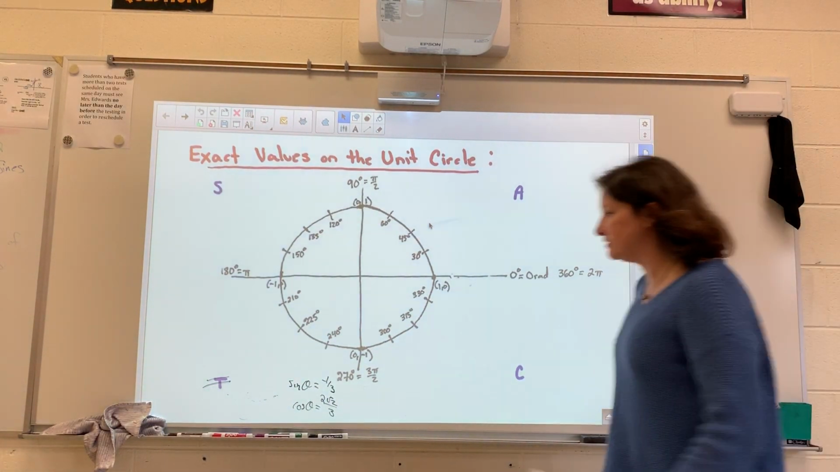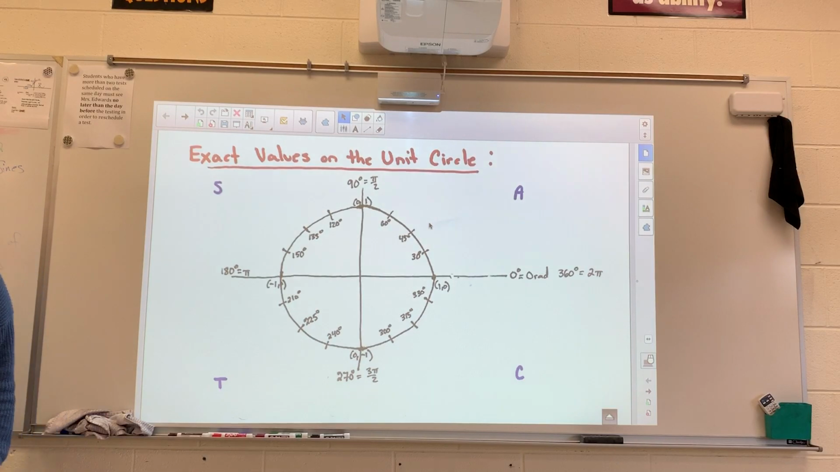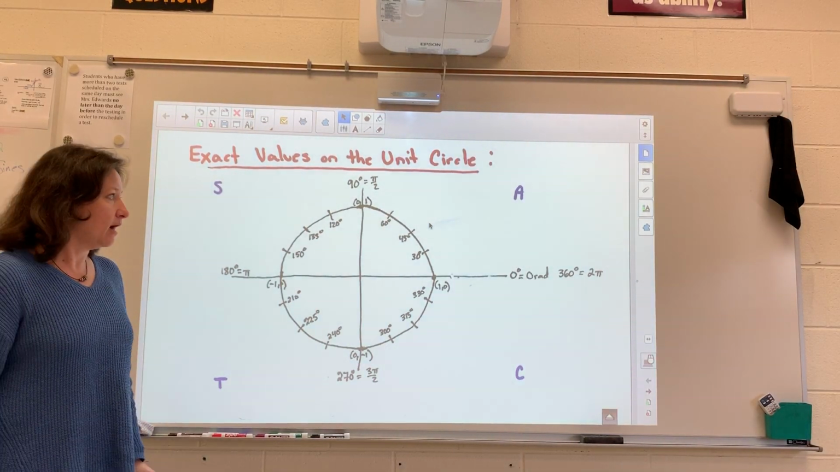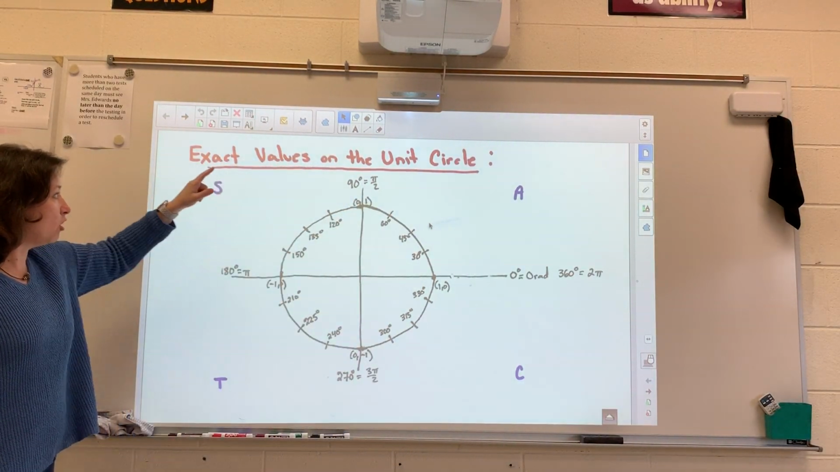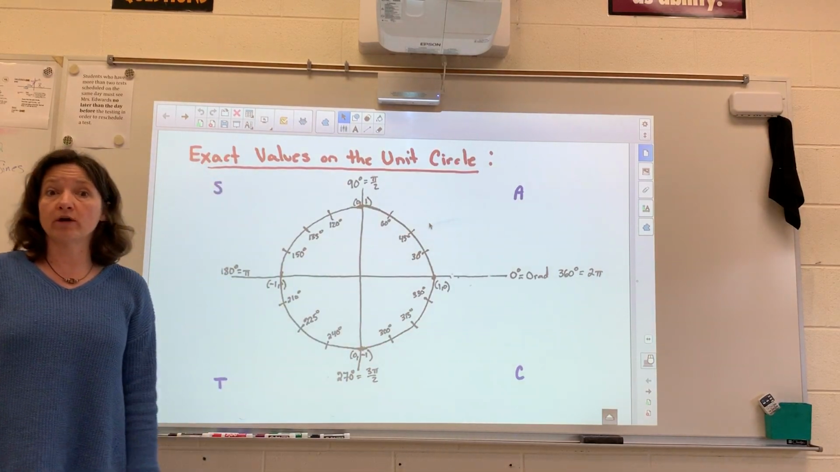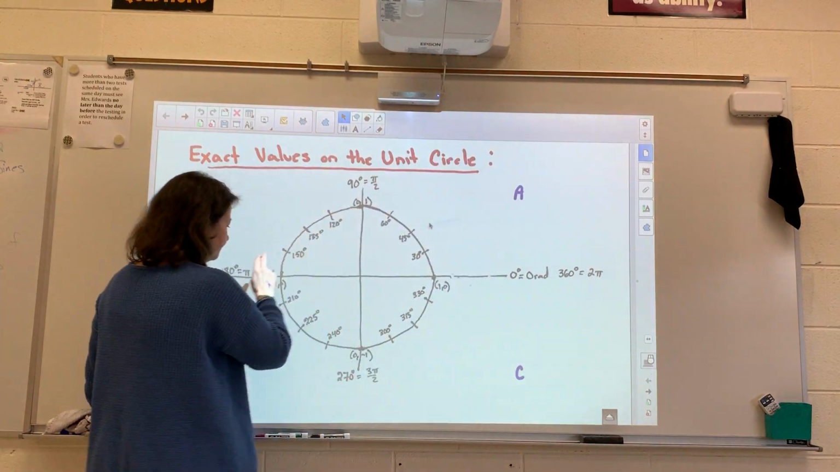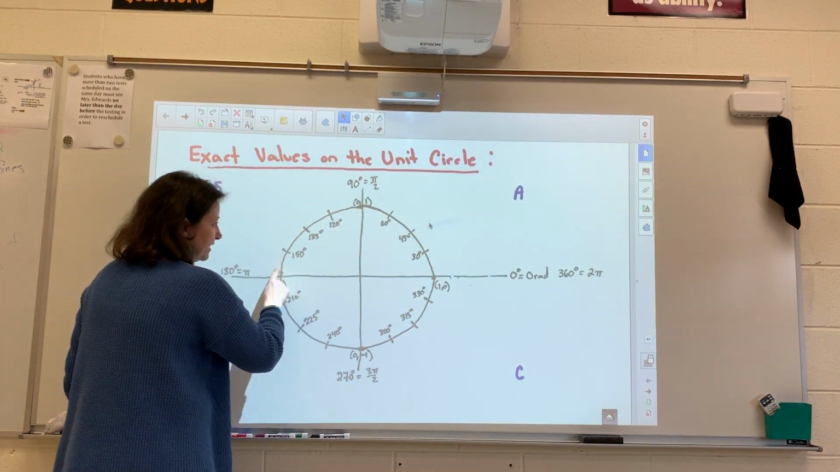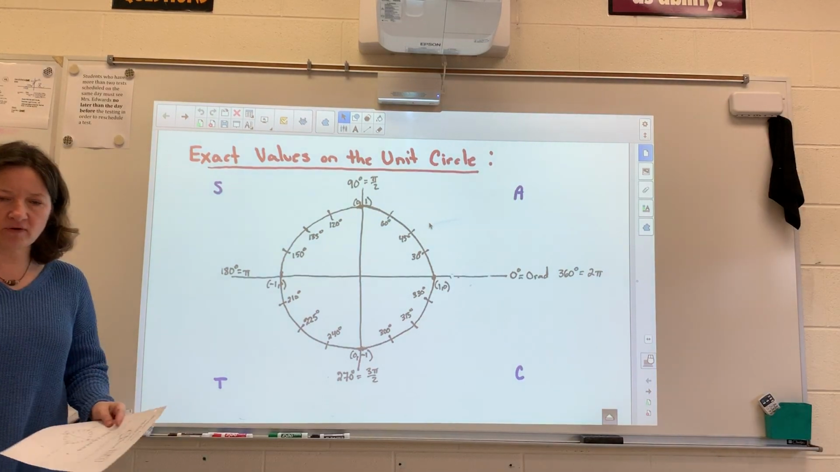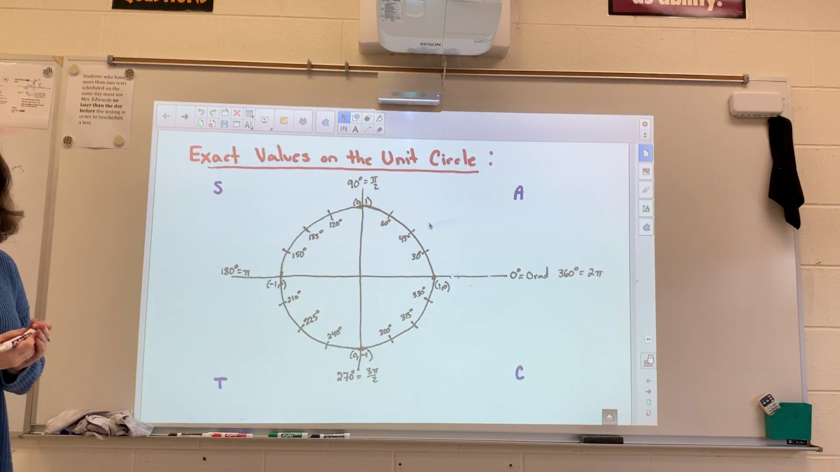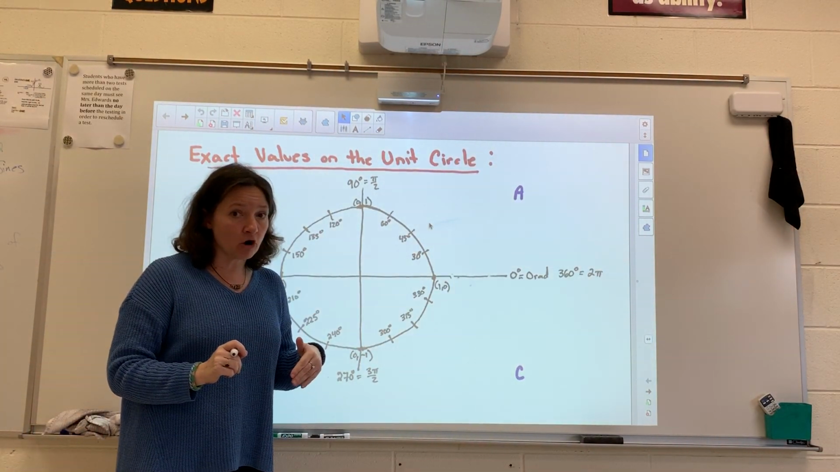We are going to go around this circle and label all the exact values. Again, there is nothing new on this circle. We have talked about everything on this circle. All Students Take Calculus helps me decide all, sine, tangent, cosine, so I know who's positive and who's negative. My quadrantal angles are still the same. I have a radius of 1, so I know these are (1, 0), (0, 1), (-1, 0), (0, -1). But as I move around the circle, we're going to list what our sine and cosine values are.